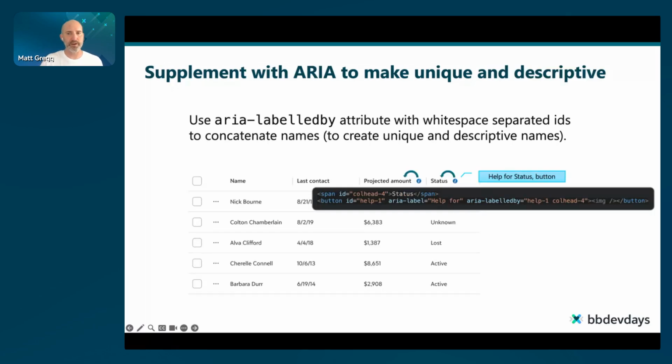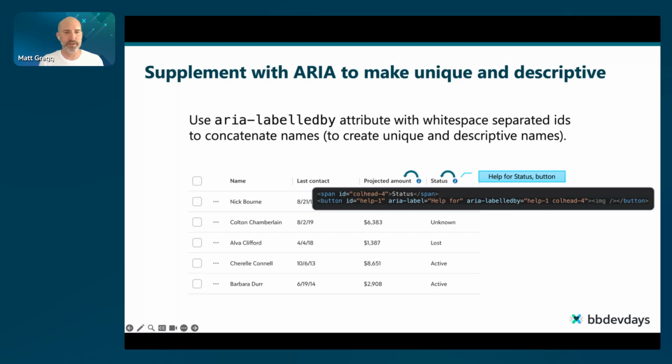And lastly, the ARIA labeledby attribute can be used in some cases where you need to make a name unique and descriptive. This attribute can actually accept multiple IDs that are separated by white space. What that does is it'll take those two IDs, grab those two strings, and concatenate them together to create the name of the element.